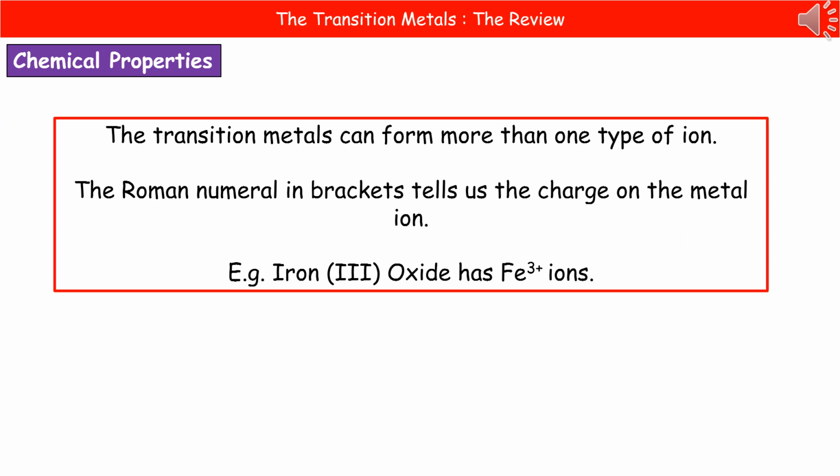So when we're looking at our example I've given you at the bottom there of iron with the 3 I's in the brackets, oxide, then that tells us it's iron 3 oxide, so the ions we make will be Fe3+. If we had iron with only the 2 I's in the brackets, that would make Fe2+ ions.